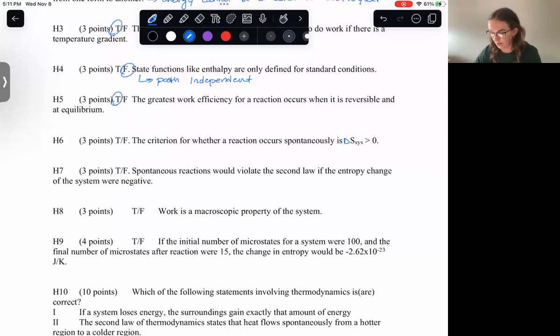And yes, question 6 is false. Spontaneous reactions are determined by delta G. And if a reaction is spontaneous, delta G should be what? Good. Delta G should be less than 0. Okay, any questions on 4 through 6?